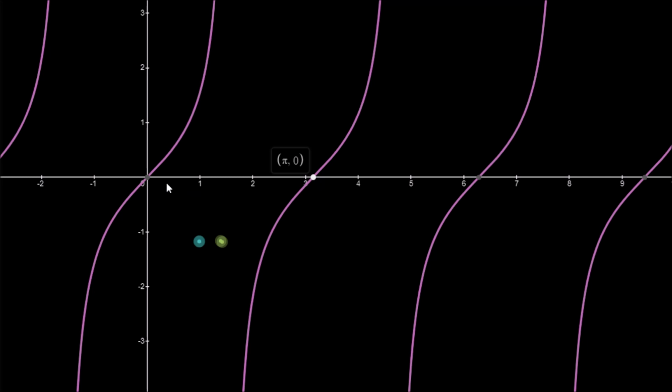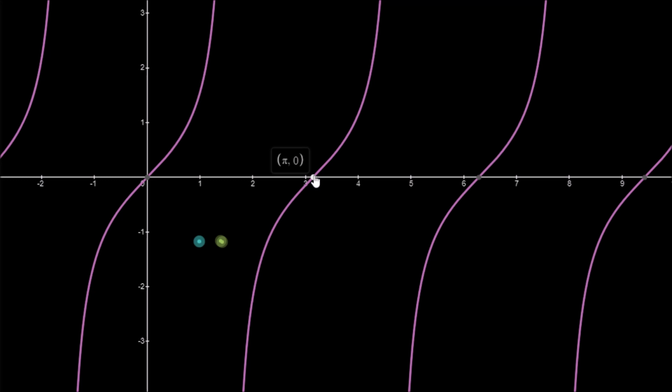So the difference between the sine and the cosine and the tan is that the sine and the cosine have a period of 360 degrees, but the tangent function has a period of only 180 degrees. So it repeats here twice within that 360 degree cycle.